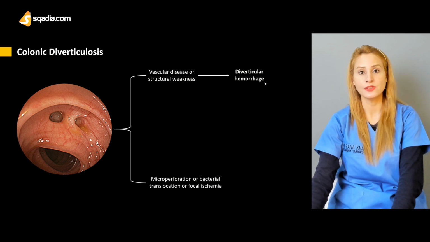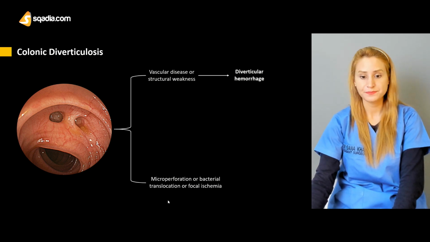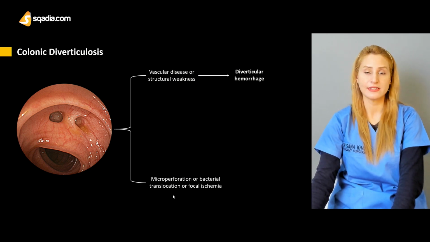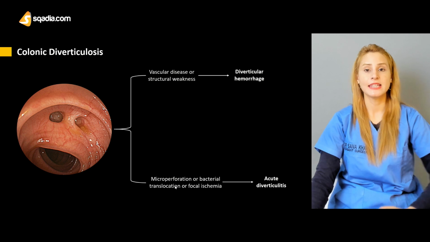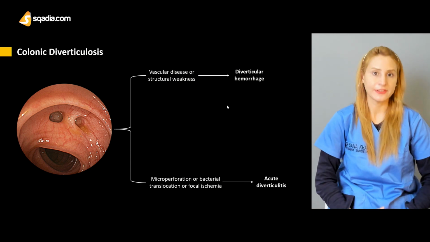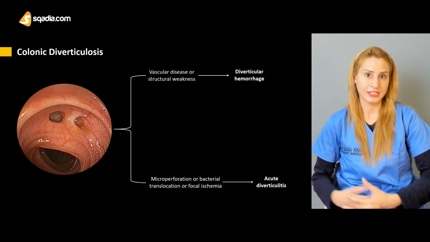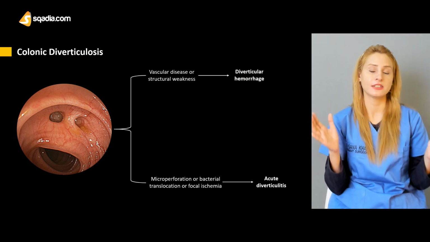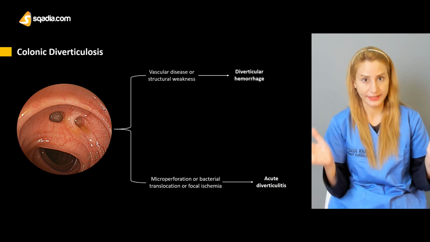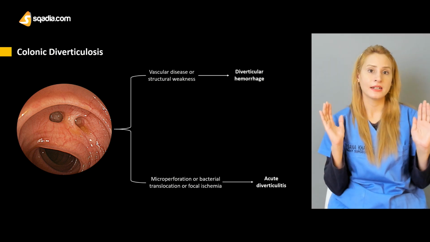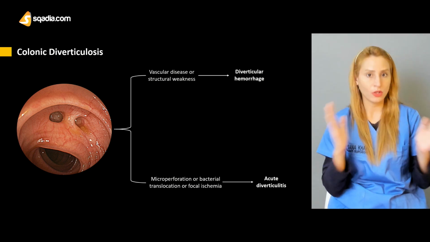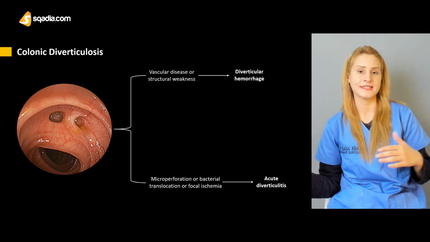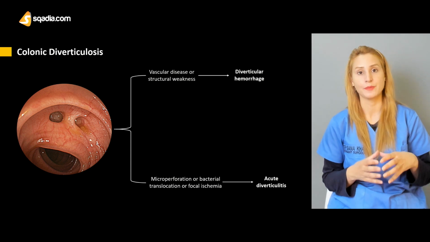can actually present with a diverticular hemorrhage. Or if there's a microperforation or bacterial translocation or focal ischemia, then the patient can present with acute diverticulitis. So what happens is that multiple diverticula are present along the whole length of the colon, and they can be anywhere, starting from the ascending colon, transverse colon, and descending colon, but the rectum is most of the time spared.